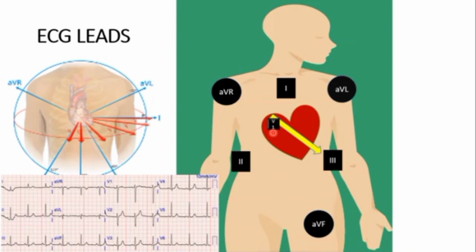Then V1 is placed at the 4th intercostal space, right parasternal border. V2 is placed in the 4th intercostal space, left parasternal border. And V4 is placed where we check for the apex beat, that is the 5th intercostal space, left mid-clavicular line. V3 is placed between V2 and V4. V5 is placed at the anterior axillary line and V6 at the mid-axillary line.